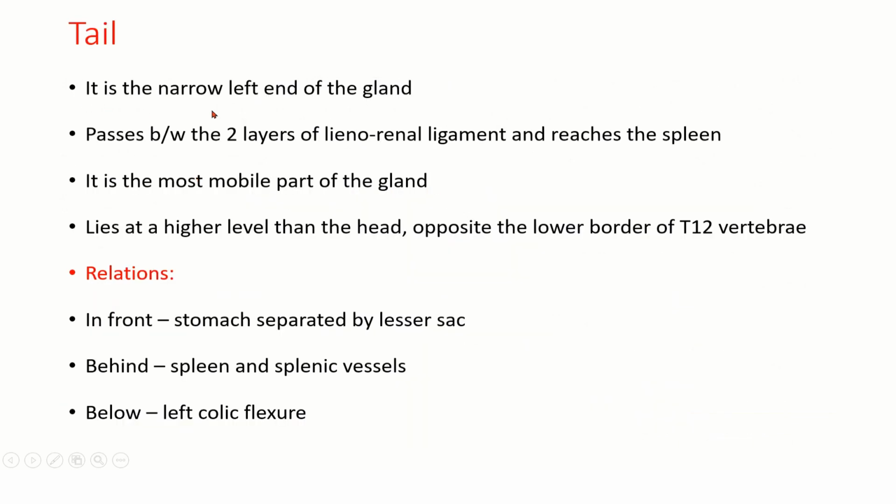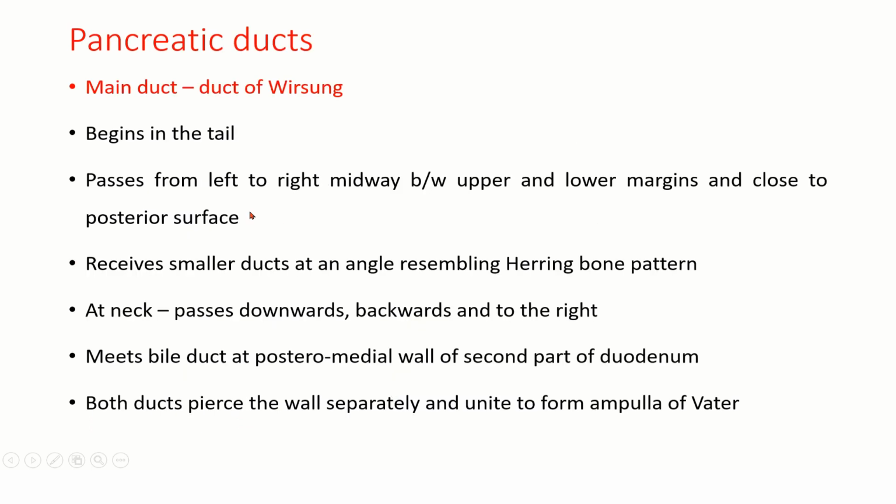Tail: it is the narrow left end of the gland, passes between two layers of the lienorenal ligament and reaches the spleen. It is the most mobile part of the gland, lies at a higher level than the head, opposite the lower border of T12 vertebra. Relations: in front, stomach separated by the lesser sac, behind spleen and splenic vessels, below left colic flexure.